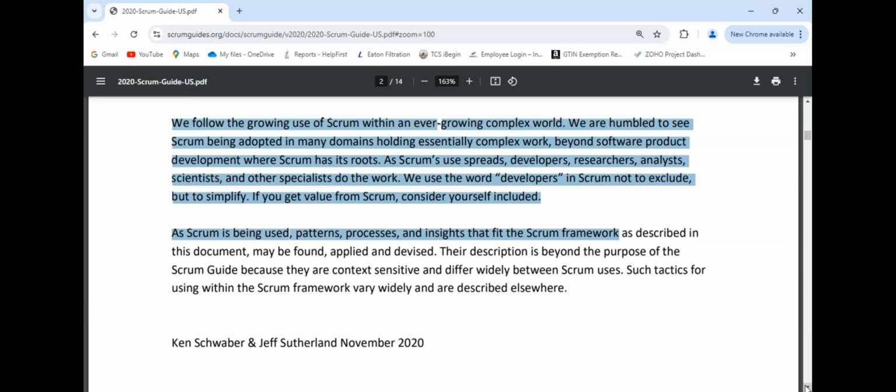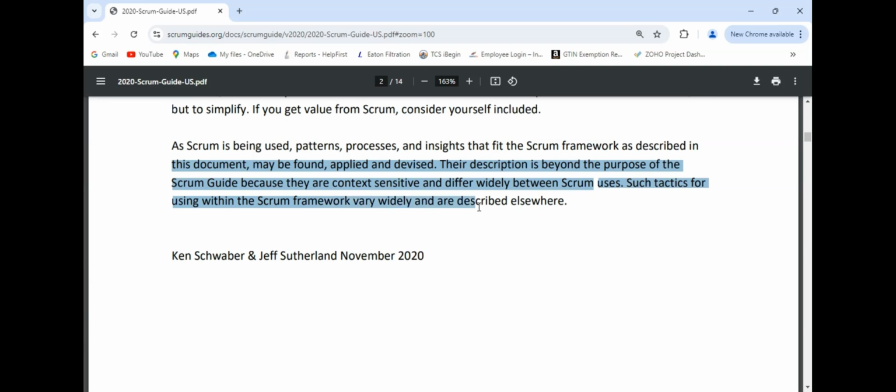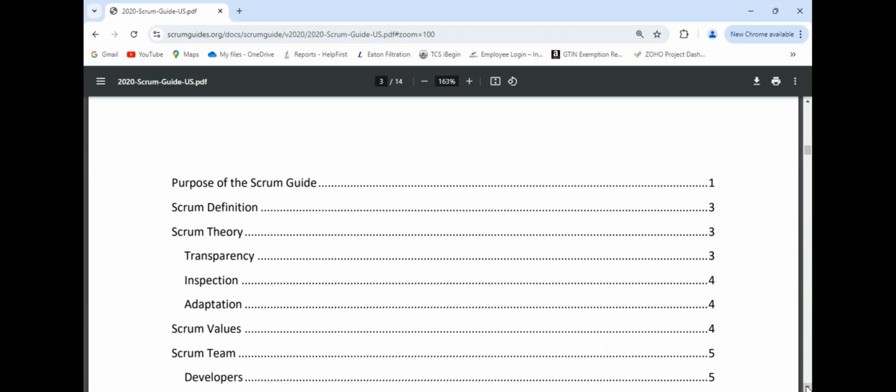As Scrum is being used, patterns, processes, and insights that fit the Scrum framework as described in this document may be found, applied, and devised. Their description is beyond the purpose of the Scrum Guide because they are context-sensitive and differ widely between Scrum uses. Such tactics for using within the Scrum framework vary widely and are described elsewhere.